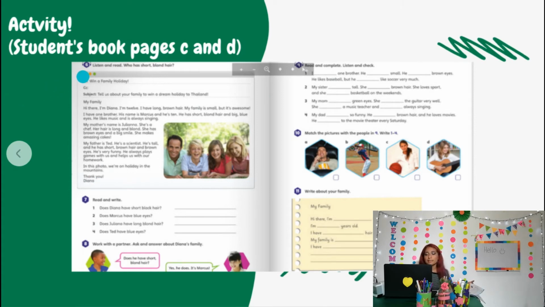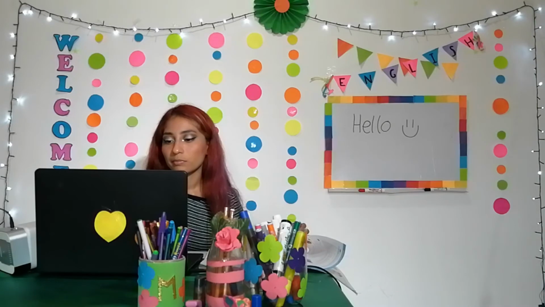Exercise 6, listen and read. Who has short blonde hair? We're going to listen to it and then we're going to come back to do this exercise. So let's pay attention.